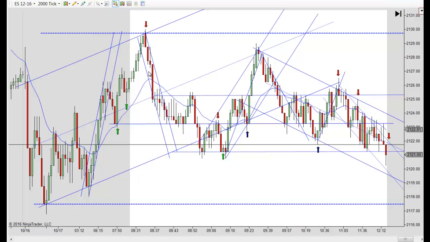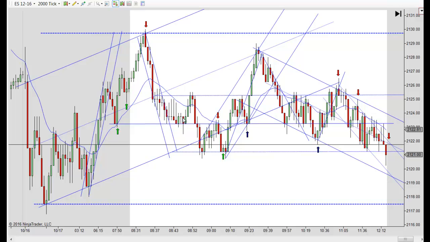And of course, now you've got a channel working down, and you're still within a possible larger channel, but it's still looking more like a range day. And notice how this thing shoots right through. And we finally get a close outside. We move to a new low. Then we try to go lower again, and it fails.